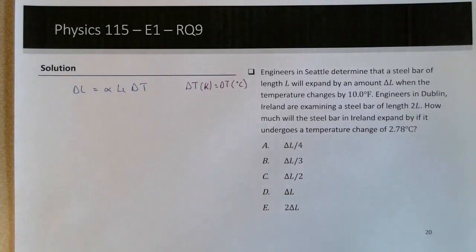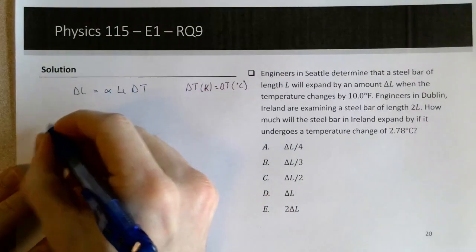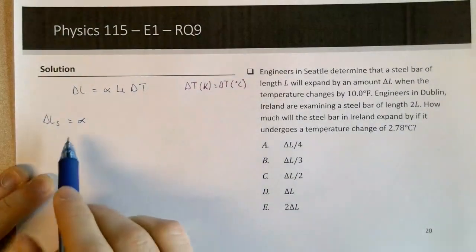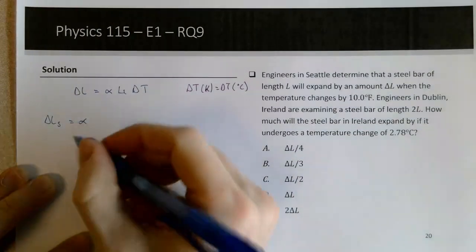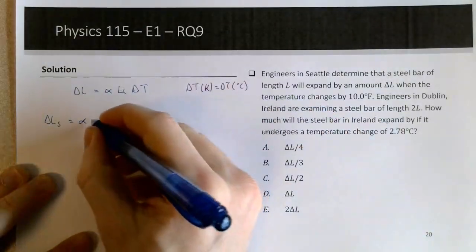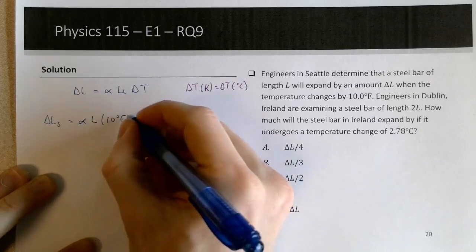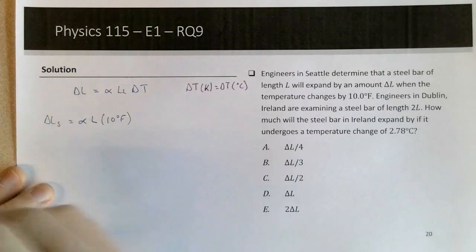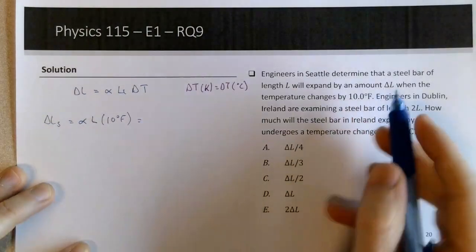So what do we have here? If we consider the Seattle situation, we know that delta L in Seattle is equal to alpha. The alpha will correspond to steel, and I'm going to assume it's the same steel in both places. Times the initial length in Seattle, which is L, times the change of 10 degrees Fahrenheit, which I'll explain again. I wouldn't do this for a quantitative question, but it'll make sense in a second. And that's equal to delta L.